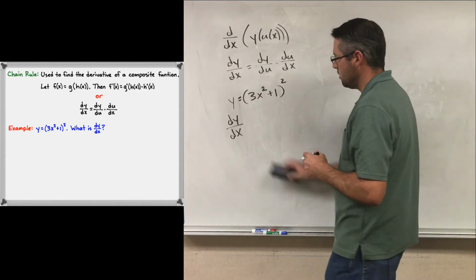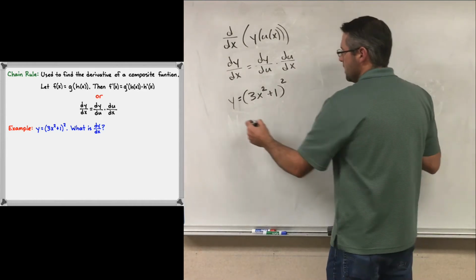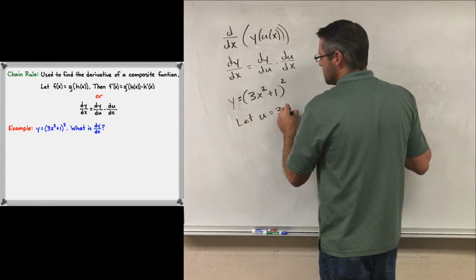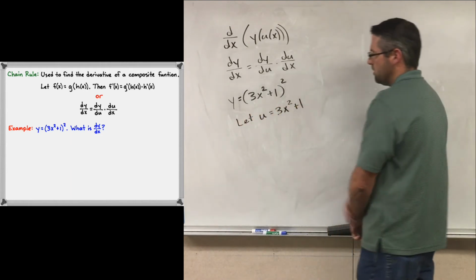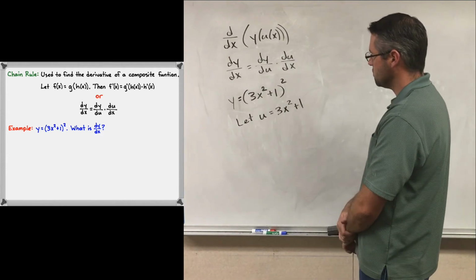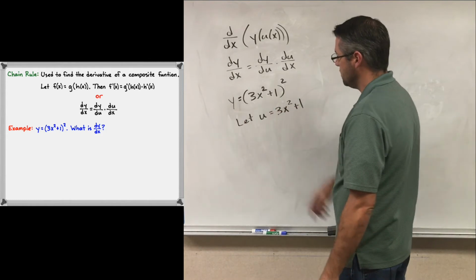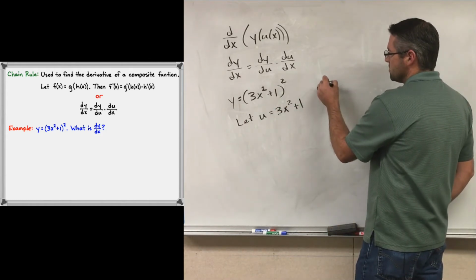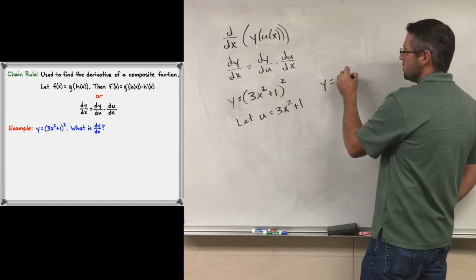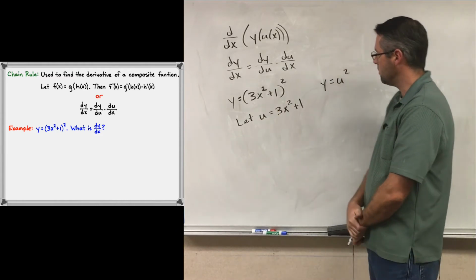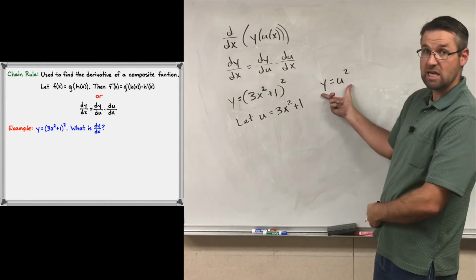So here's how we're going to look at this. We're going to say, let u equal 3x squared plus 1. So what do we have here? If I were to rewrite this function, I would get something that says y equals u squared. Right? I just replace the 3x squared plus 1 with u. Now, isn't it easy to take that derivative?